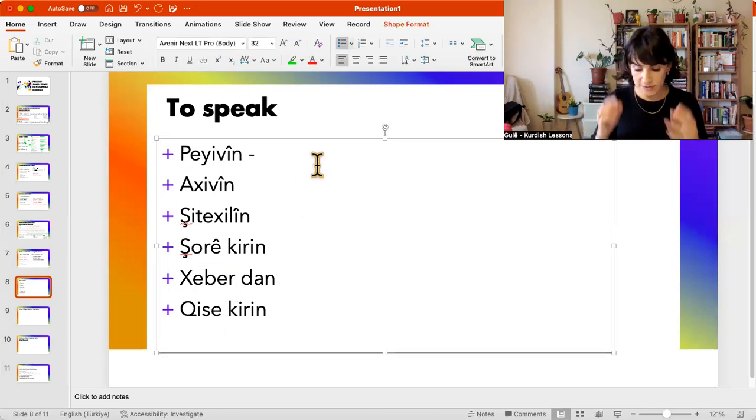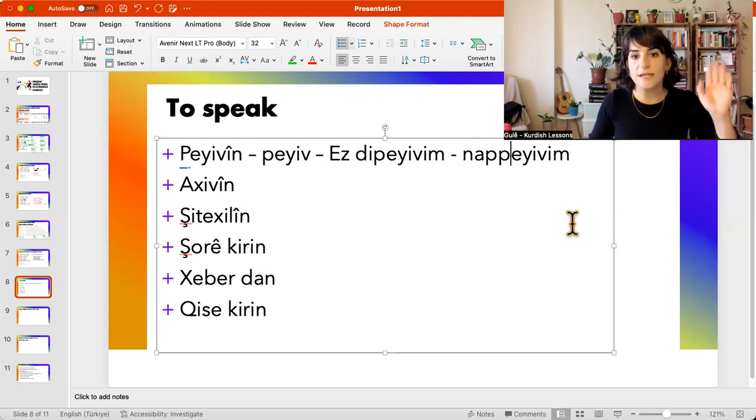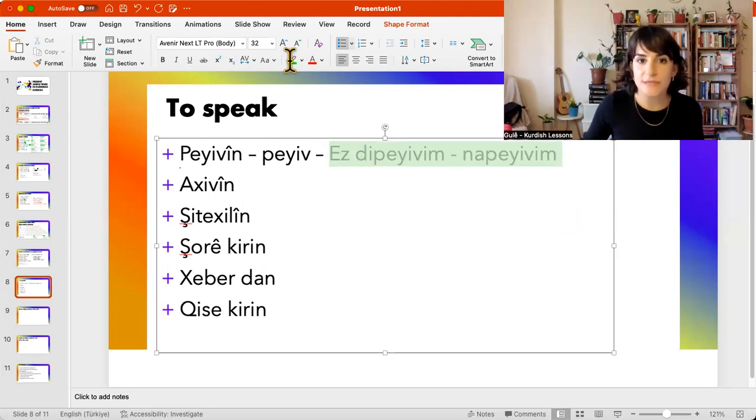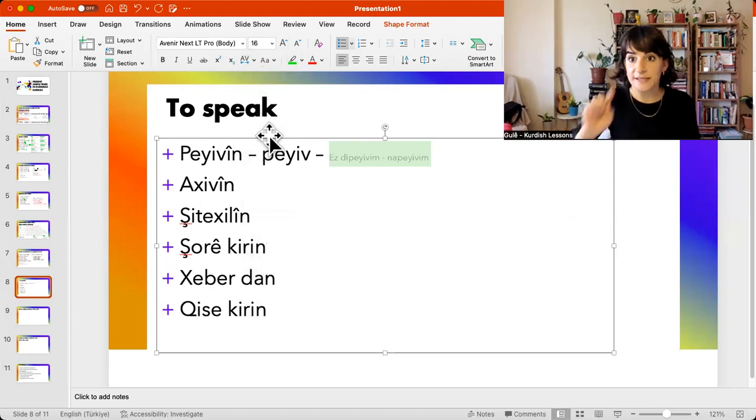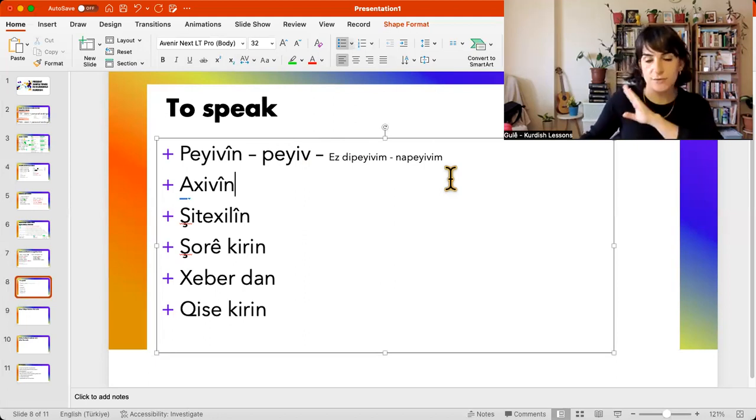So peyvin is to speak. Peyiv is the stem, so you say "as the peyivim," and the negative "na peyivim." So for you, "to the peyivi, to na peyivi," or "the peyive, or na peyive." So try to conjugate it by yourself. I showed you the stem and the first conjugation. So do the rest by yourself.